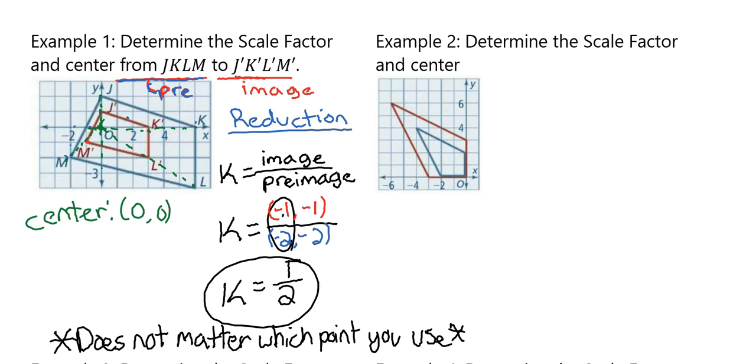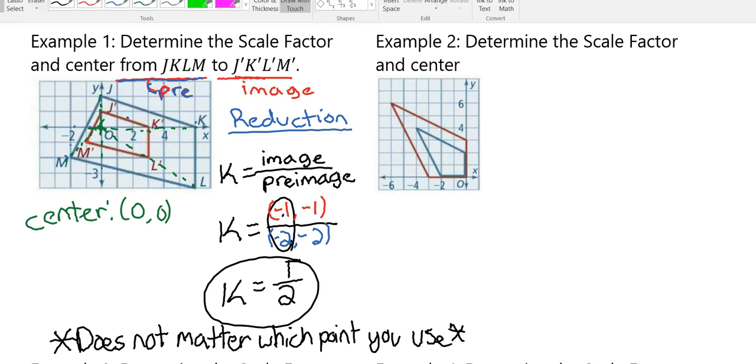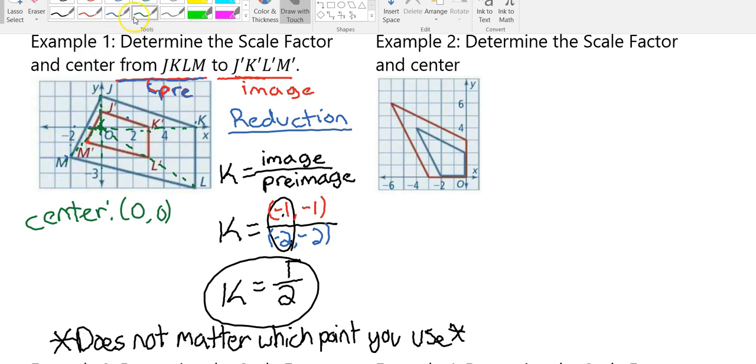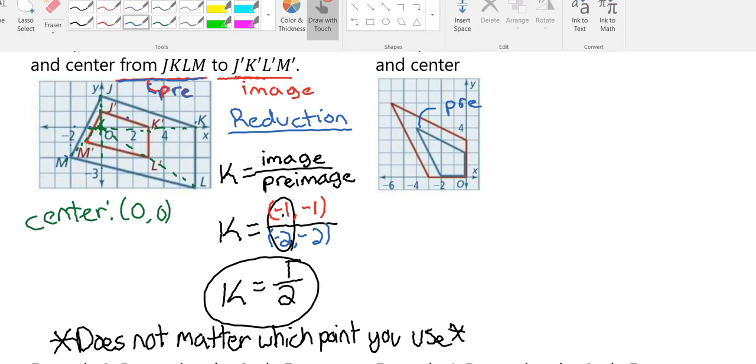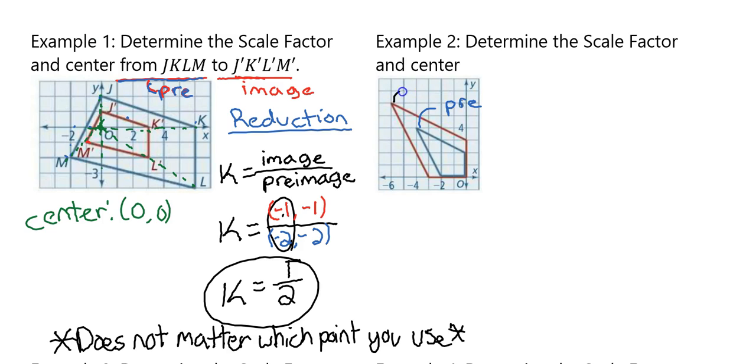All right, looking at number 2. This one doesn't tell us which one is the image and which one is the pre-image, but we're going to assume the color scheme's the same. So I'm going to go with my blue one as the pre-image. So I'm going to put that this is the pre, and that the red one's the image. Okay, so the image is bigger than the pre-image, so the image got bigger. So this is an enlargement.